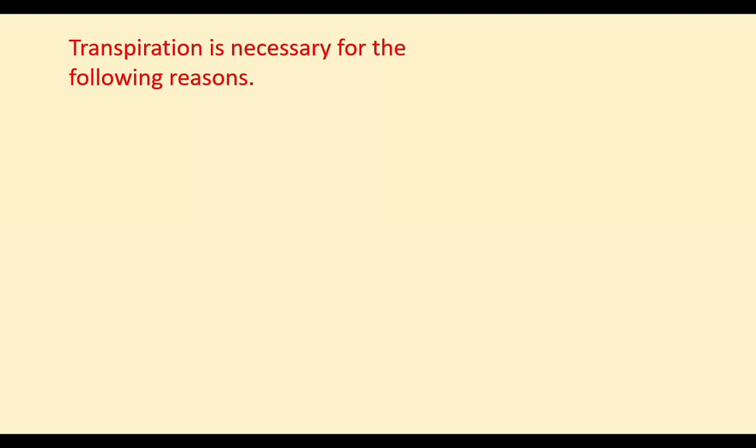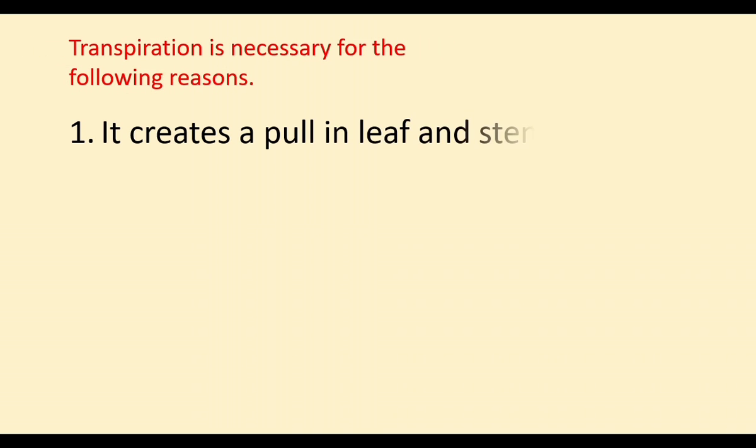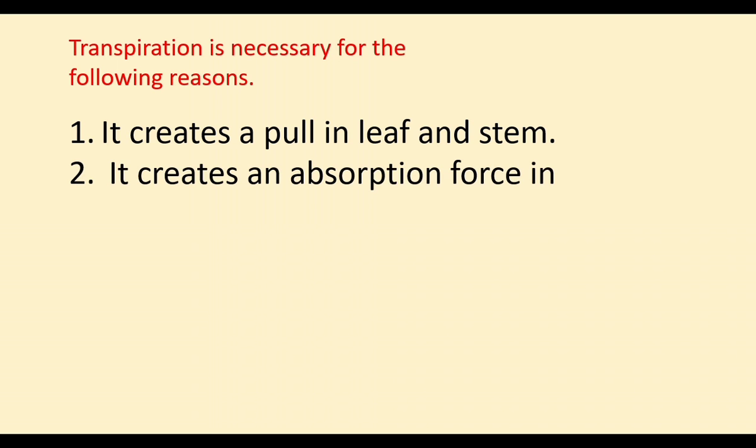Transpiration is an important activity. Transpiration creates a pull in the leaves and stem. The water loss through the leaves causes a suction pressure or a pull. This transpiration pull creates an absorption force in the roots. Water is lost through the leaves, which causes an absorption pull in the roots, so roots absorb more water.